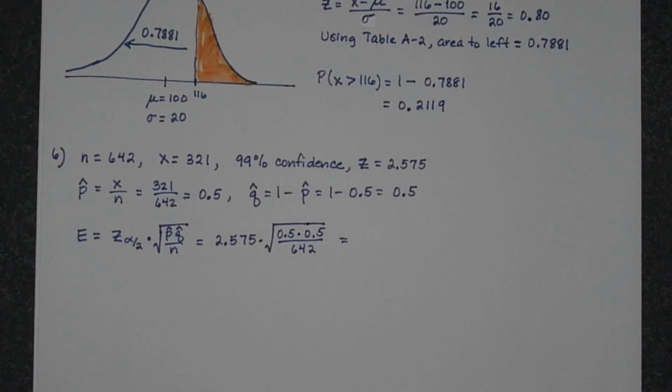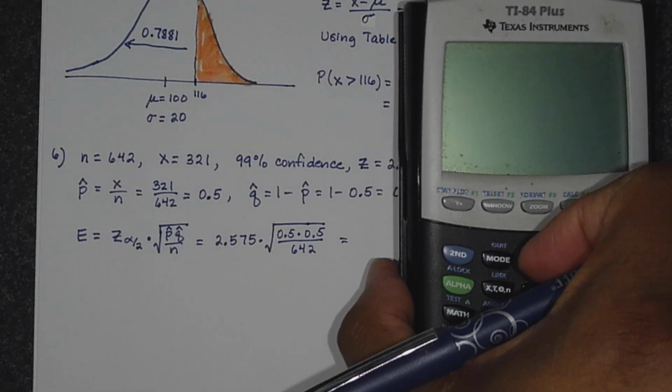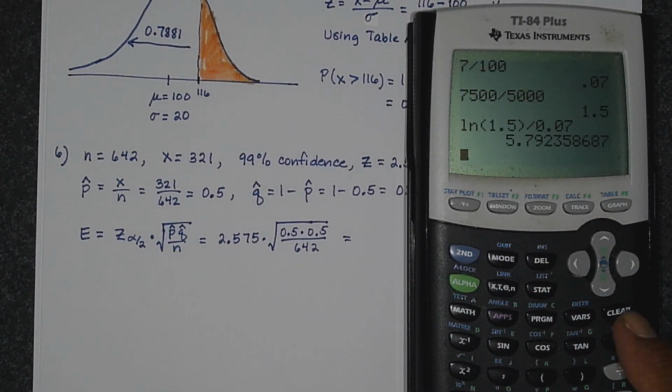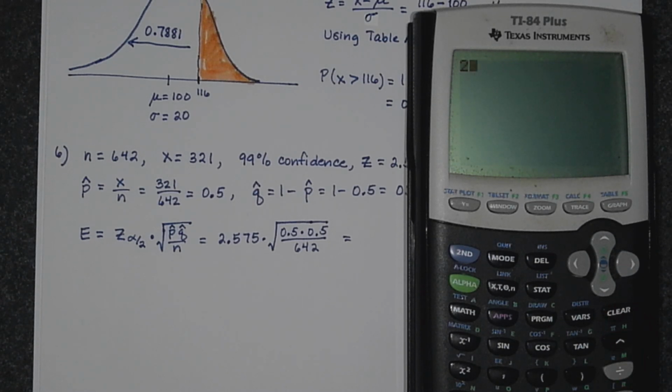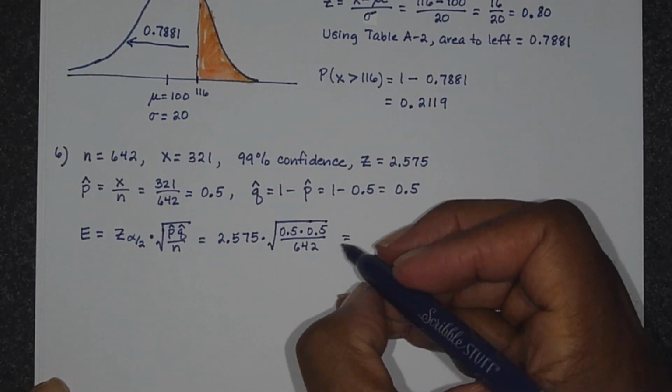And all of this can be typed into the calculator. So 2.575 times, and then square root, second x squared for the square root, 0.5 times 0.5 divided by 642. And then press enter. And I'm going to round the margin of error off to 4 decimal places. So this will be 0.0508.